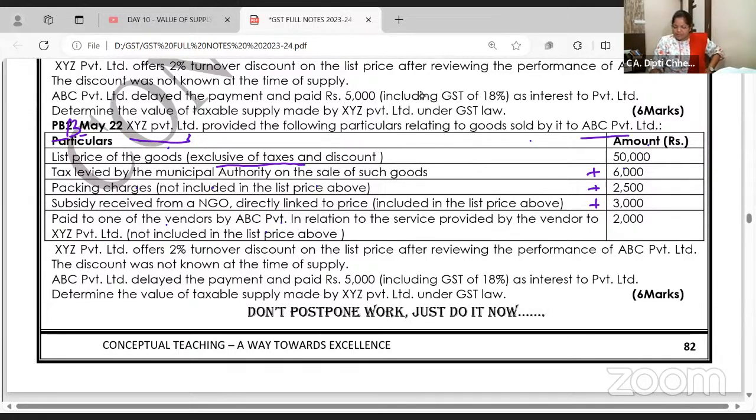XY. Who is the recipient? AB. Now AB, in relation to this service provided by the vendor, has paid to a third party, the agent and all like that, not included above. So shall we add it? Yes.